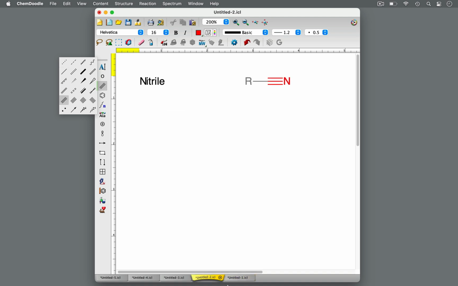We'll begin with nitriles. A nitrile is composed of a carbon atom, triple bonded to a nitrogen atom, and the nitrile functional group is connected to a carbon atom of an organic substituent. A nitrile is also sometimes referred to as a cyanide. The simplest nitrile is made up of the nitrile functional group, sometimes also referred to as a cyano group, bonded to the carbon of a CH3 methyl group.